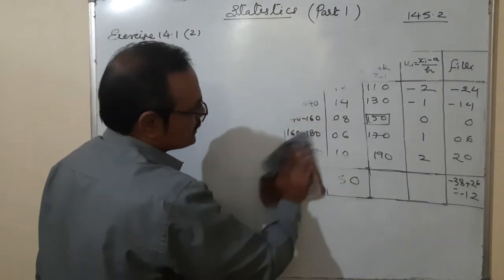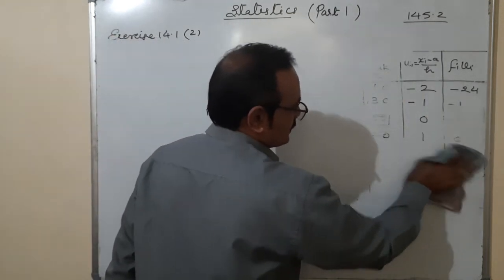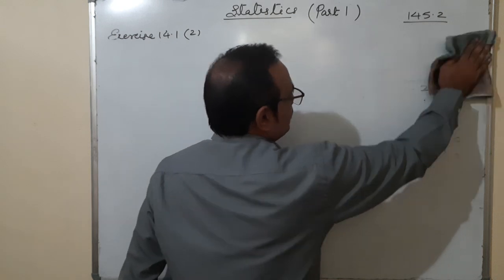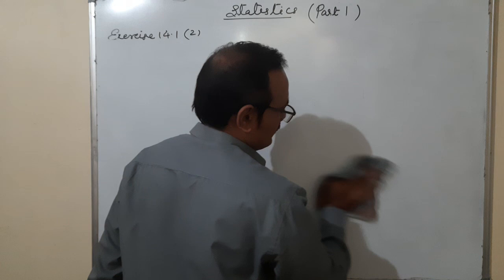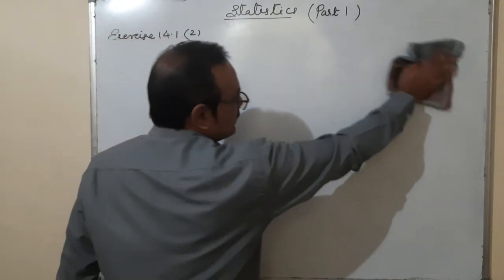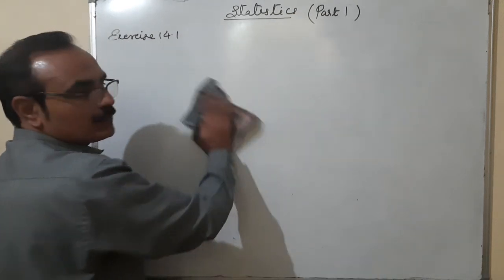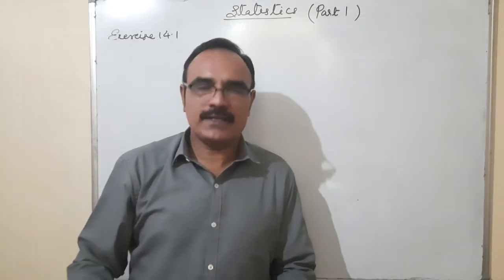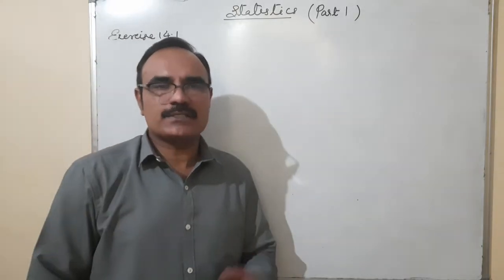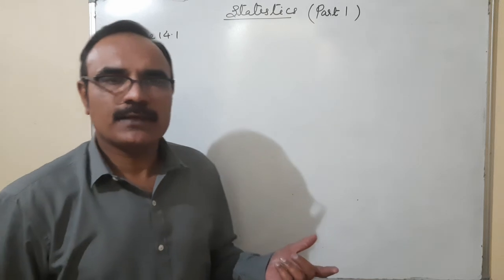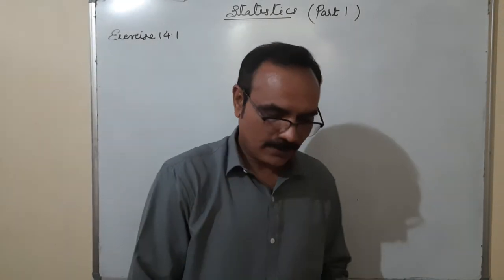By the way, in this exercise 14.1, I hope you will solve each and every question of it. In some of the questions they are asking which method is suitable. So what to write here? Direct method can be used for those questions in which xi and fi are in a simpler form. If xi and fi are in a difficult form, that means big numbers are there, so we'll use the assumed mean method or step deviation method.